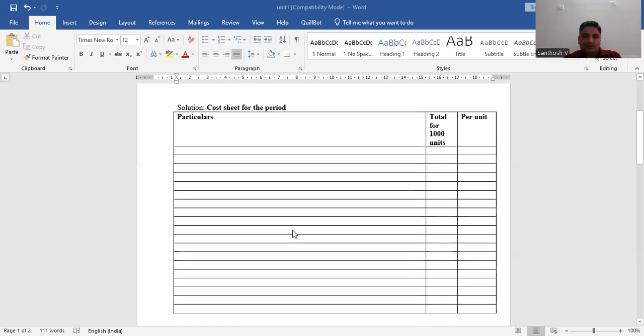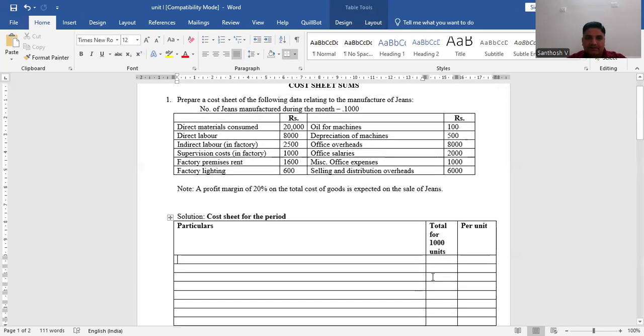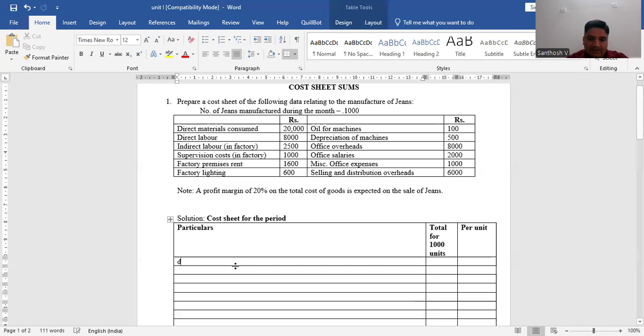First, we need to write a cost sheet for the period. The year is given, the month is given. Based on that, we need to write. Then after that, under the particulars, first you have to write the information. Direct material is given. In the question, it is given that direct material consumed is 20,000. So write in the inner column 20,000.